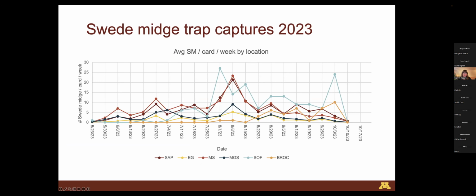And then in 2023, we see maybe similar peaks. This one was at the same time, late June, August, and early October. But what I also want to point out is the numbers on these scales. Our highest trap catch was close to 30, 27 or 28 adults. This is a 44% increase in the peak populations from 2022 to 2023. And we also started to see a lot of that population buildup happening at our Student Organic Farm.